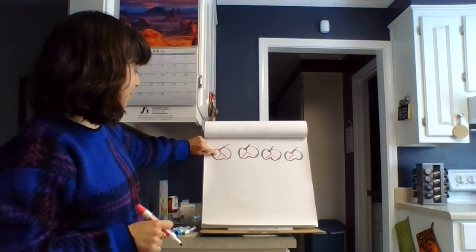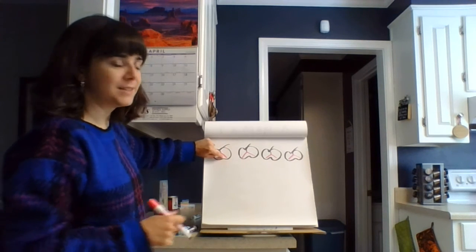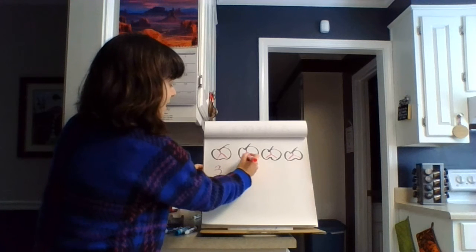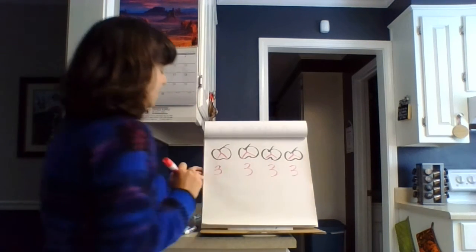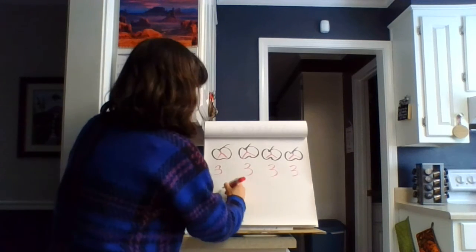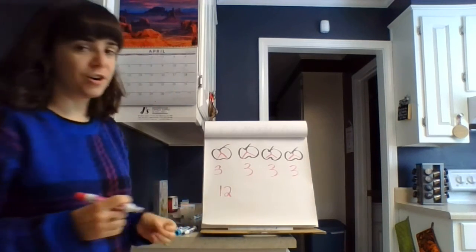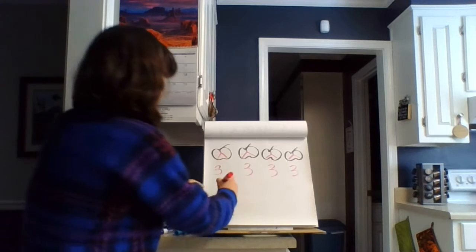Okay, so I have a third, a third, a third. So in this apple, there are 3/3. In this apple, there are 3/3, 3/3, 3/3. So if I add all these pieces together, I have 12 third size pieces, or 12, okay?